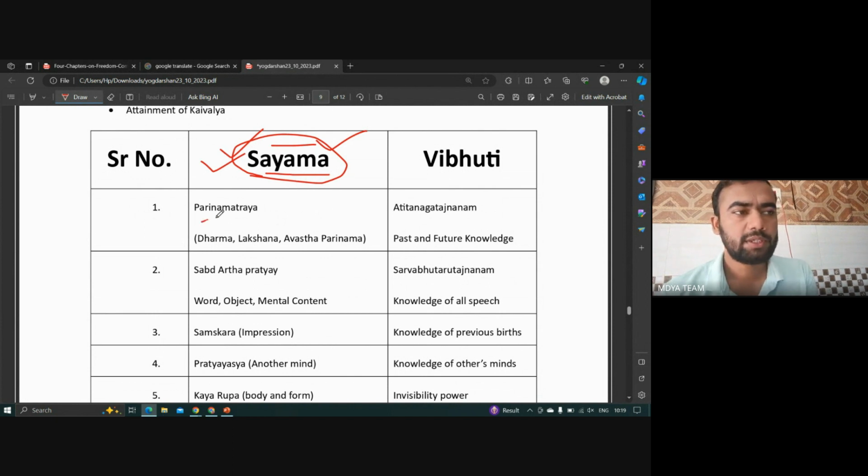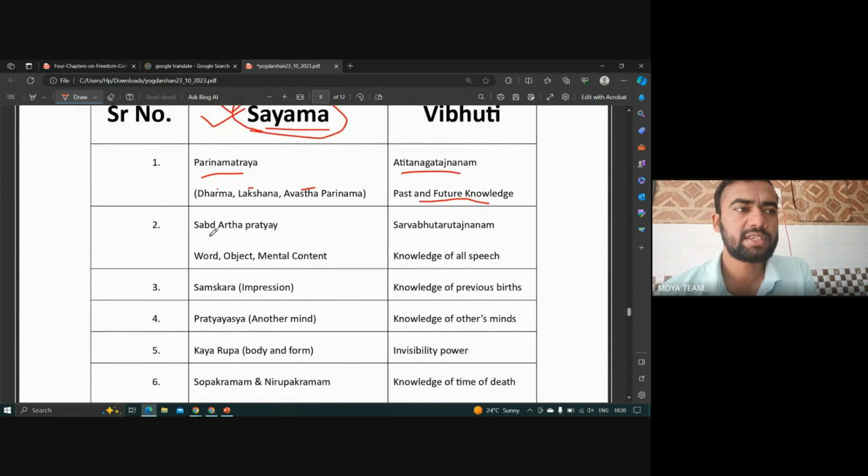Okay. First is the parinama traya. If we do Sanyama on the parinama traya, meaning dharma parinama, lakshana parinama and avastha parinama, then we get the siddhi of atita anagata jnanam, meaning the yogi will get past and future knowledge.